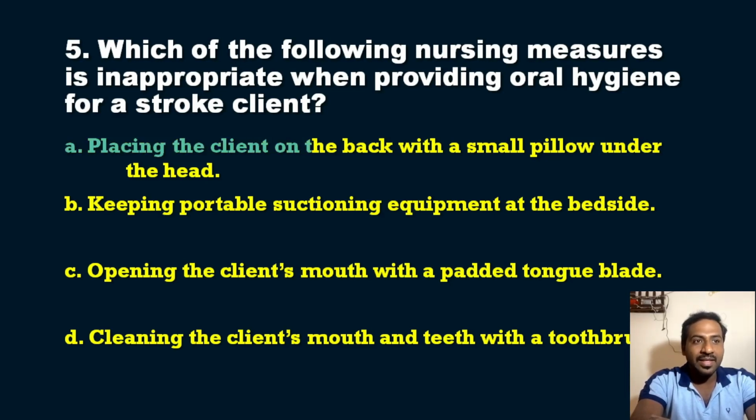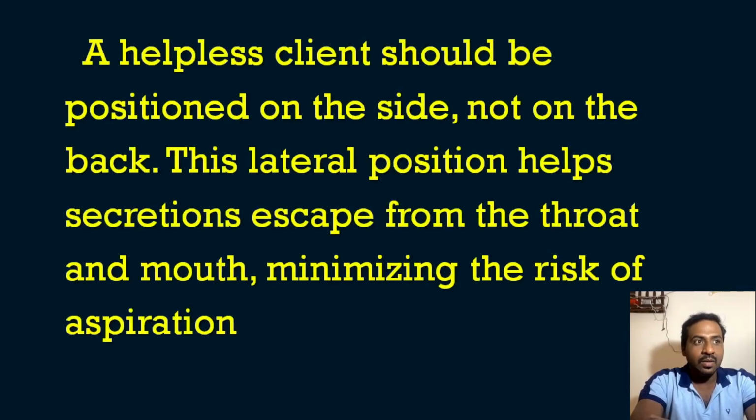So the answer is placing the client on the back with a small pillow under the head. So what will be the reason why it is inappropriate? We will see in detail. So a helpless client should be positioned on the side, okay, not on the back. Why? There will be chances for aspiration and other related complications. So this lateral position helps the secretions, especially during oral care, escape from the throat and mouth, minimizing the risk for aspiration. So to prevent aspiration and other complications while providing mouth care for a helpless client or a patient with stroke, position them on the side, in the lateral position.